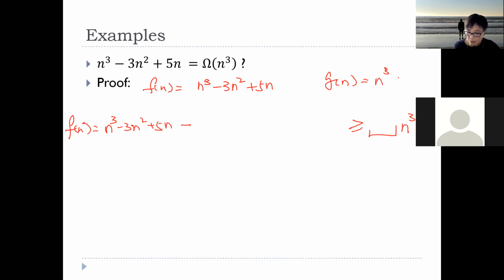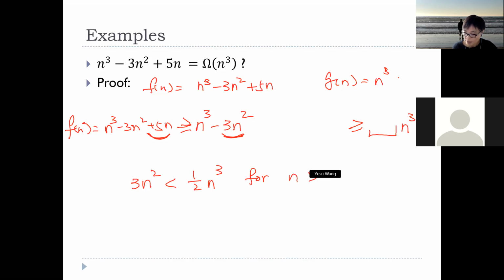So clearly, we can first ignore this 5n because that's positive. So this is bigger than n cubed minus 3n squared. Okay, but now this is a bit trickier because I cannot directly just throw this away because this is subtracting. However, intuitively, this is the lower order term. What does it mean? This means that for n large enough, very soon we will have that this is smaller than, say, 1/2 of n cubed for n bigger than 6.